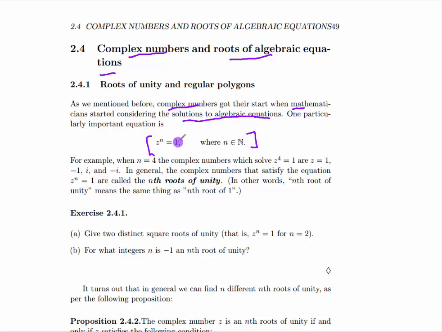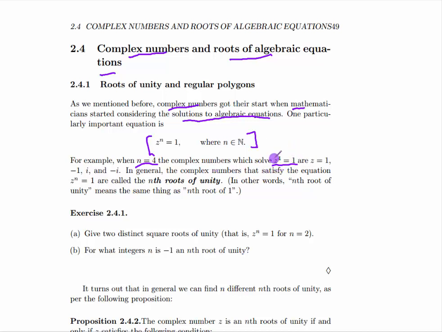z to the n equals 1. Now, n is a parameter, it's fixed, so it could be 2, 3, 4, or 5. But z is a variable, and you want to solve this equation for z for fixed values of n. For example, when n equals 4, you have this equation, z to the 4th equals 1. Now, what are the complex numbers that solve this equation?